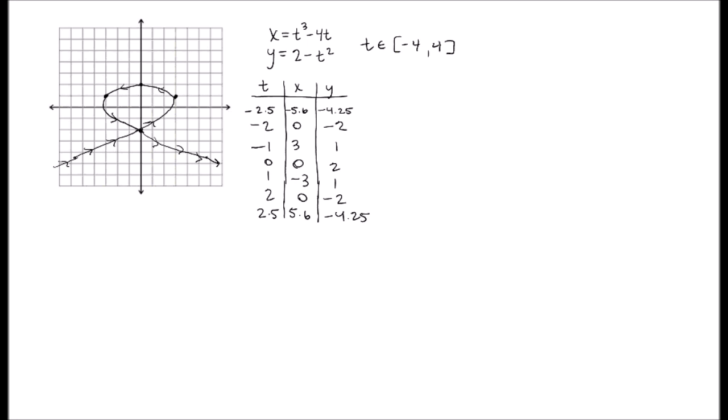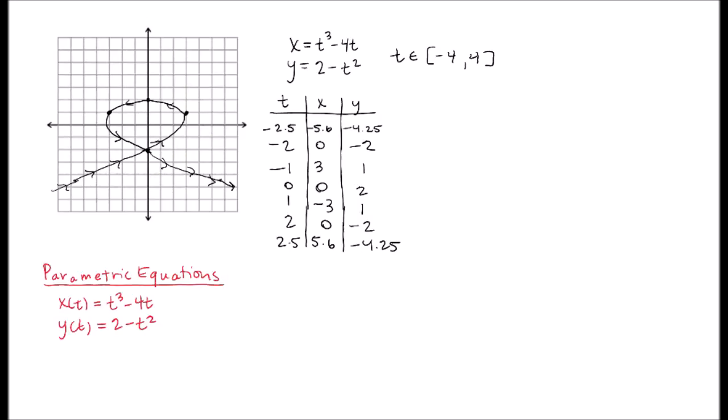Okay, so now that we've made a graph of one of these things, I'm going to show you the different representations that this thing can look like. Okay, so we've written it as parametric equations. So if it's parametric equations, it's x equals some equation involving t and y equals some equation involving t. It looks something like x of t is t to the third minus 4t, and y of t is 2 minus t squared. Okay, we can also write it as a vector equation, where we put the information about x and y together.